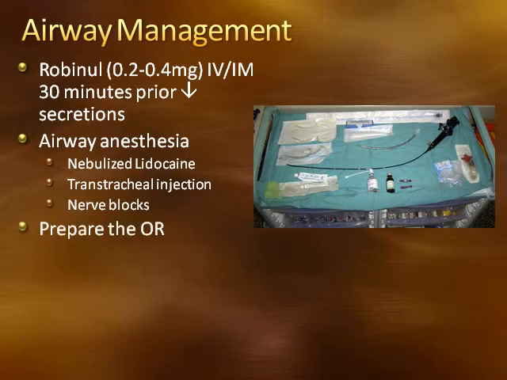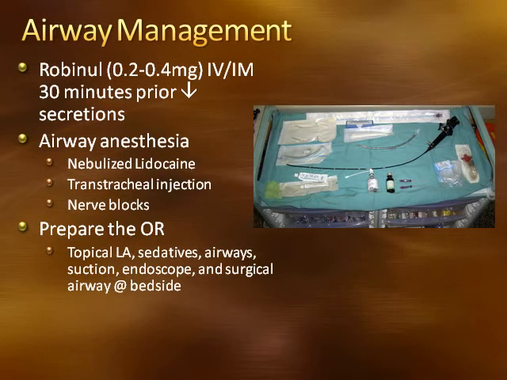Preparation of the operating room is very important. Topical local anesthetics, intravenous sedatives, a selection of oral and nasal airways and endotracheal tubes, suction, a fiber optic endoscope, and other airway adjuncts should be readily available. The anesthetist should formulate a plan for achieving awake intubation and consider a backup plan as well. A surgical airway should be at bedside when loss of airway is a real possibility.